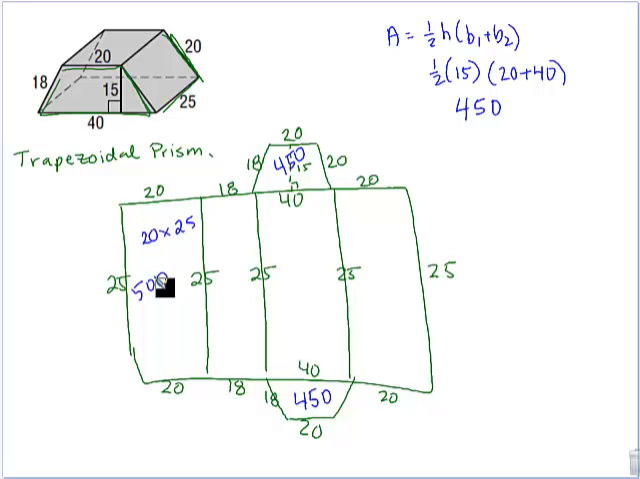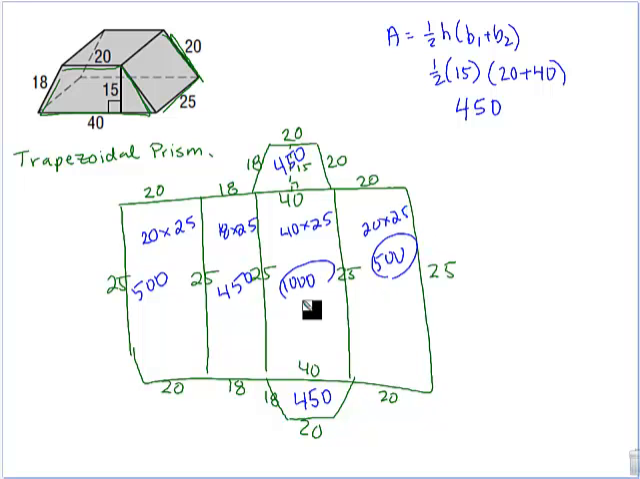What are the dimensions of our next one? 25 by 18. Okay, so it's an 18 by 25. What's that going to be? 450. Next one over, what are the dimensions? 25 by 40. Okay, so it's a 40 by 25. So what is that? Good, 1,000. And last one is 20 by 25, so 500.